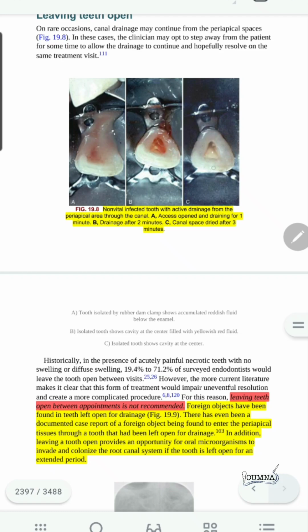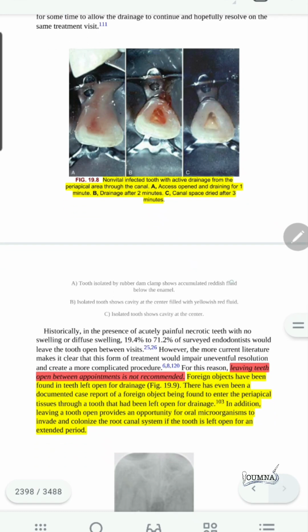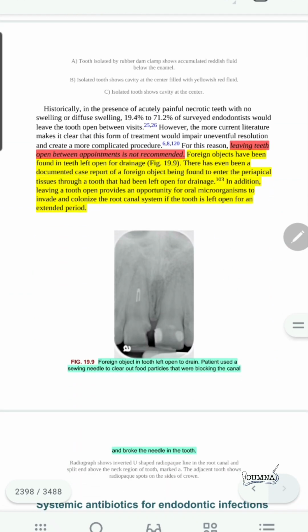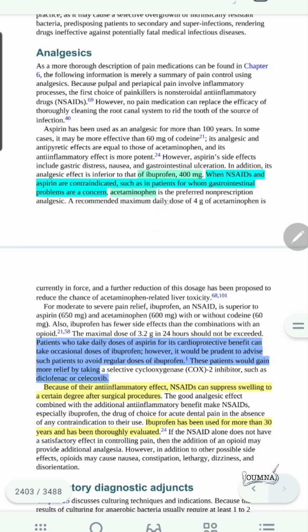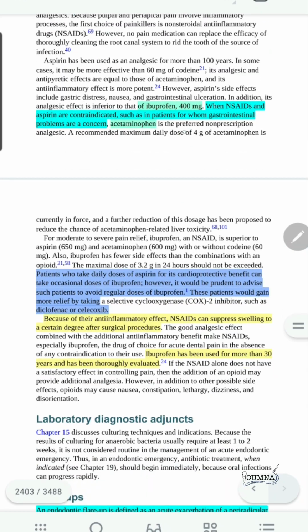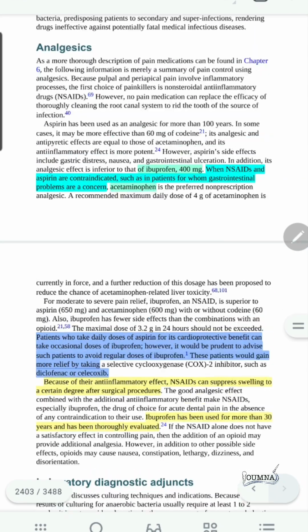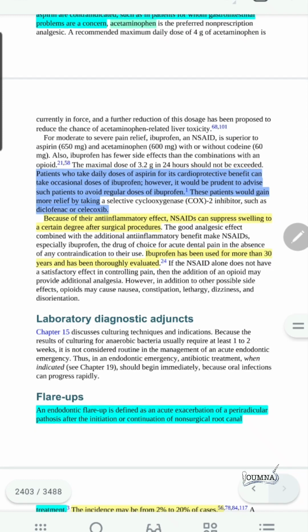After 3 minutes, we had a great drainage and great relief of the pain. Leaving the teeth open between appointments is not recommended. The analgesic, the most famous one we know and use, is ibuprofen. We know it's contraindicated for patients with gastrointestinal problems and in pregnancy. In pregnancy, we should not use it.